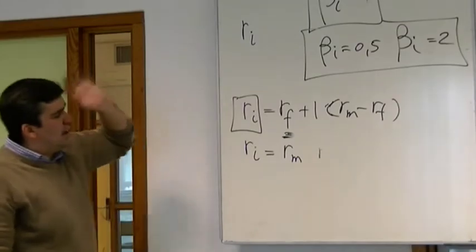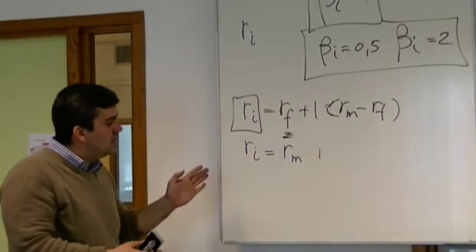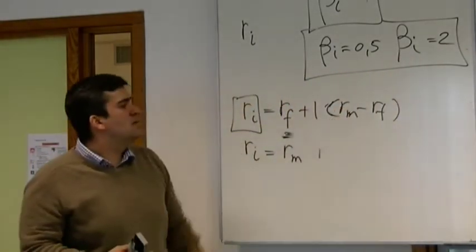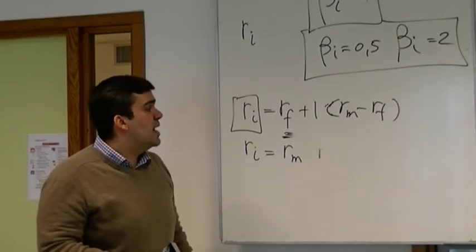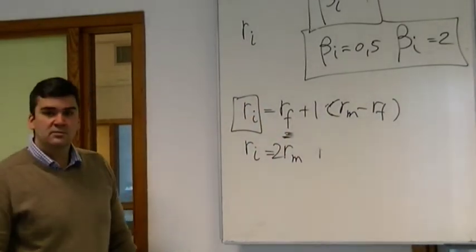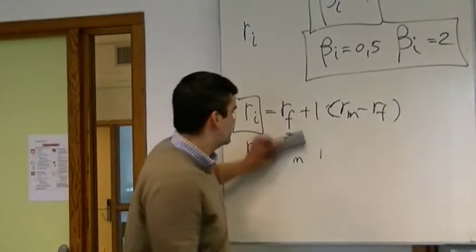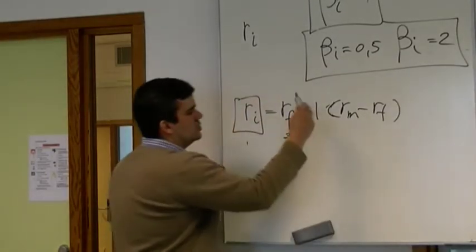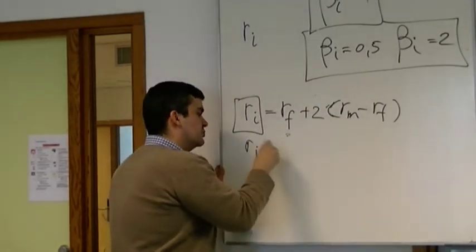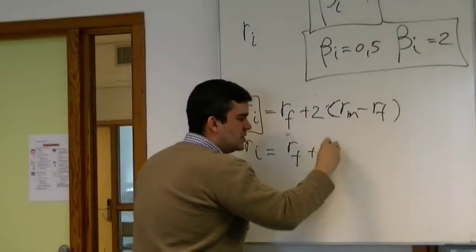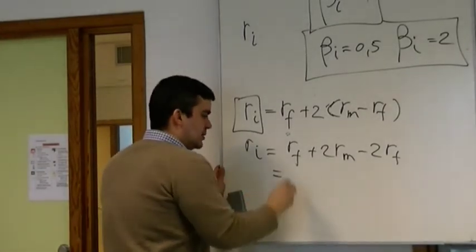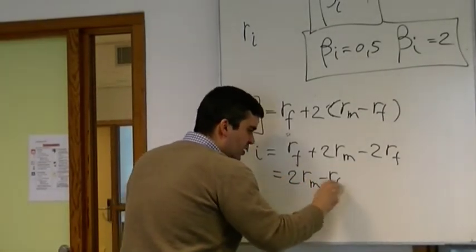Another thing is that if you're more risky, then this part becomes larger. So for instance, if beta is 2, this formula becomes much larger. If beta is 2, what will happen? What will be your return? Rf plus 2 times the excess return. So this will be a return.